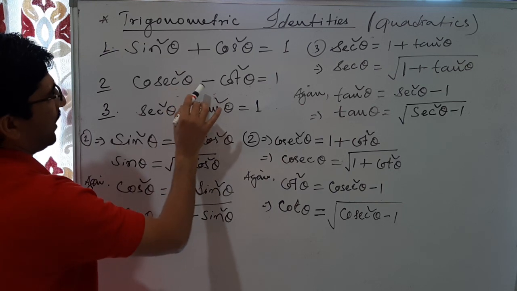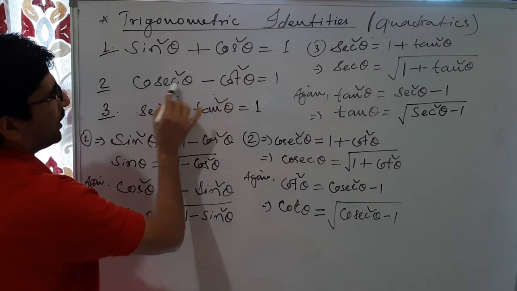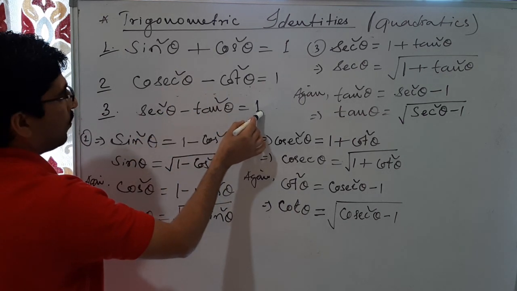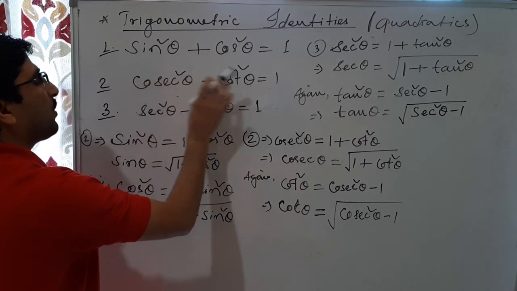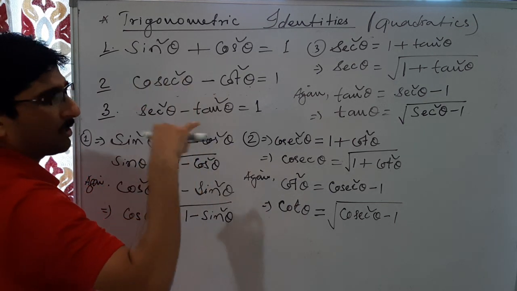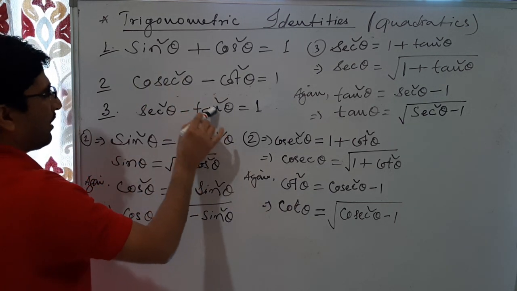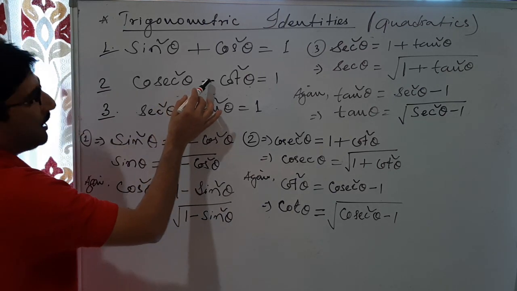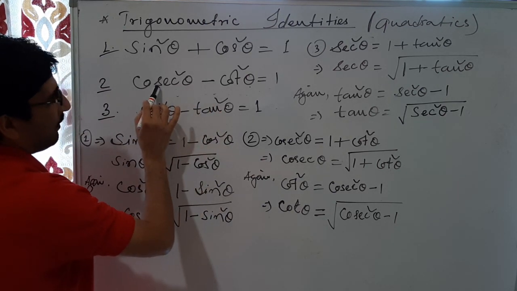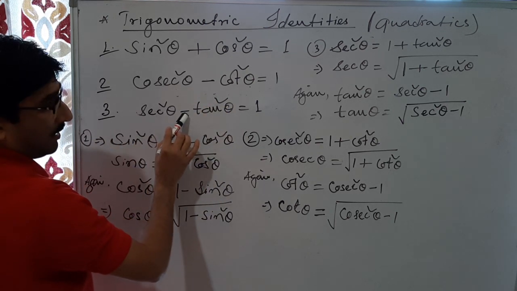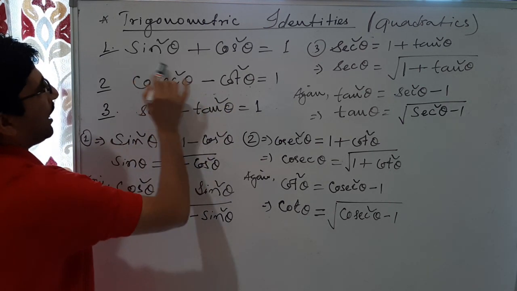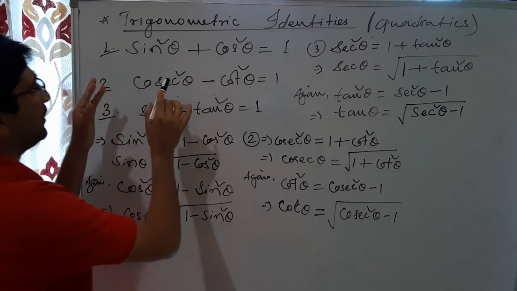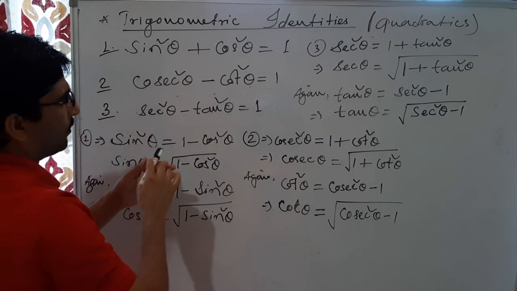In these two cases there is minus. So cosec comes first. Cosec square minus cot square equal to 1. Sec square minus tan square equal to 1. You cannot write cot square minus cosec square equal to 1, that will be wrong. You cannot write tan square minus sec square, that will be wrong. You have to maintain the order because the minus sign is there. So cosec first, then cot. Sec first, then tan. But for sine and cos you can write in both ways. No problem.